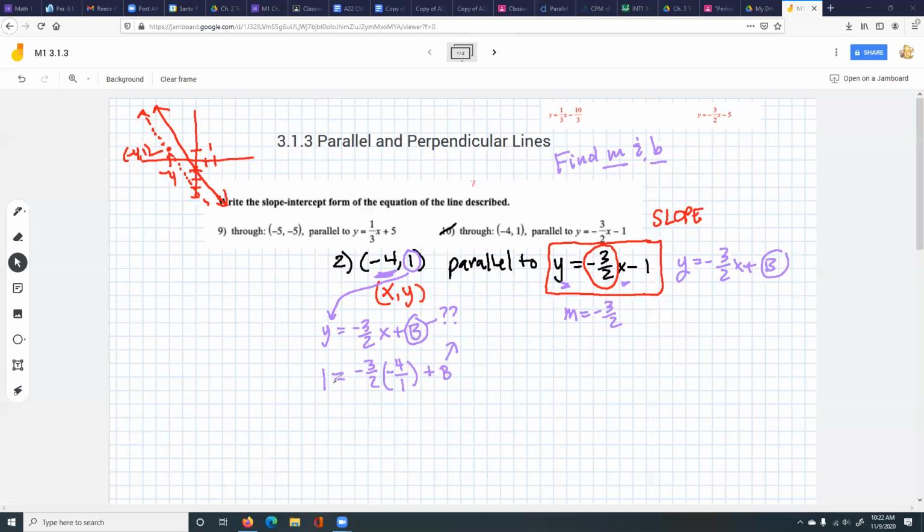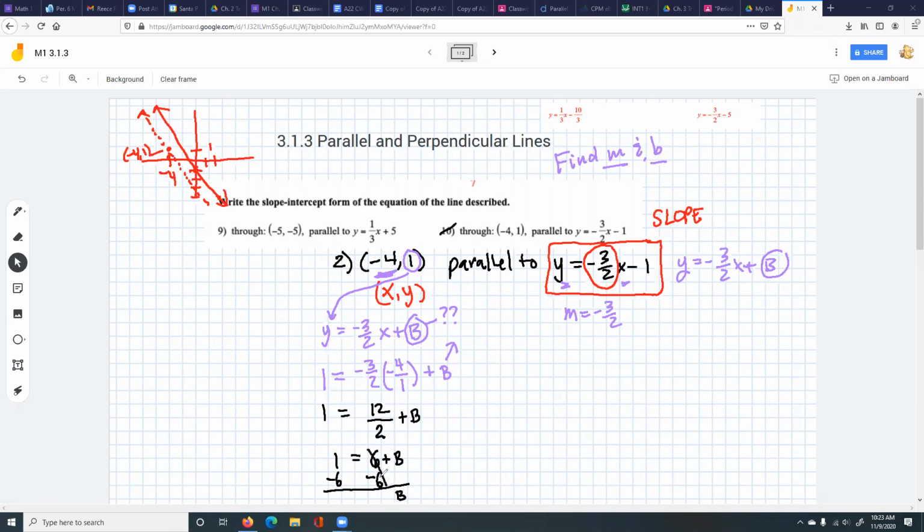I'm going to change my color here. I multiply straight across. -3 times -4 is +12. 2 times 1 is 2. Plus b equals 1. Well, 12 divided by 2 goes in evenly. That's a whole number. You always want to reduce your fractions when you can. 12 divided by 2 is 6. So 6 plus b equals 1. This one came out a lot nicer, no fraction, right? So I just need to subtract the 6 from both sides to find what b is.